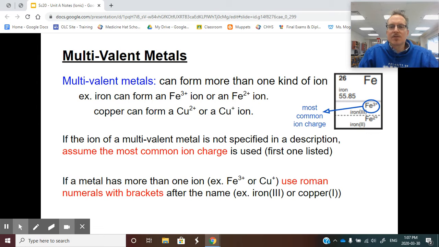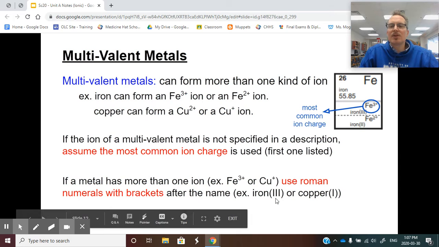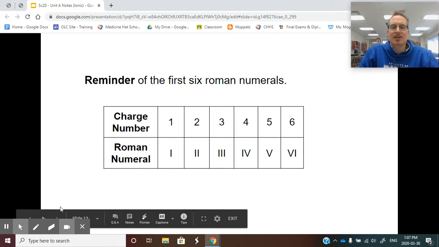This is also true for things like copper. Copper can be copper 2 ions or copper 1 ions, and there are many, many ones like this. In order to tell the difference in a question, we will use Roman numerals and brackets the same way we did in Science 10. And the nice thing about your Science 20 data booklet is they actually show you the Roman numerals right here on the page. So let's do some practice.